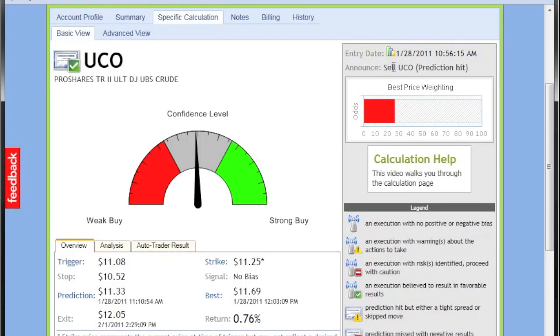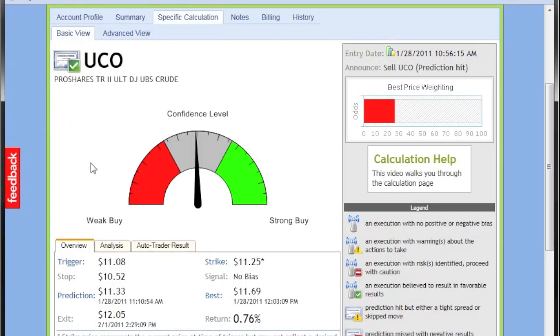The announcement will change whether it's a buy or a sell, telling you whether it's a positive or negative trend, positive compression or negative compression, or when it sells, whether or not it hit its prediction, missed its prediction, or skipped. The confidence meter located in the center of the page gives you the overall confidence of Market Ally in its execution or of the order.